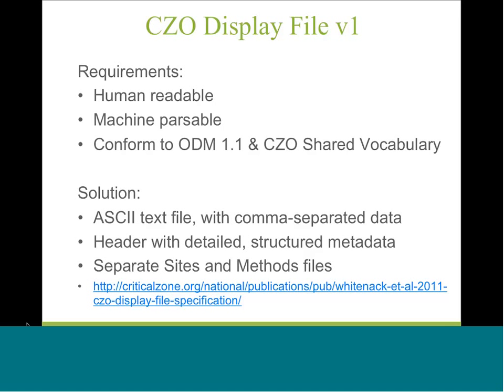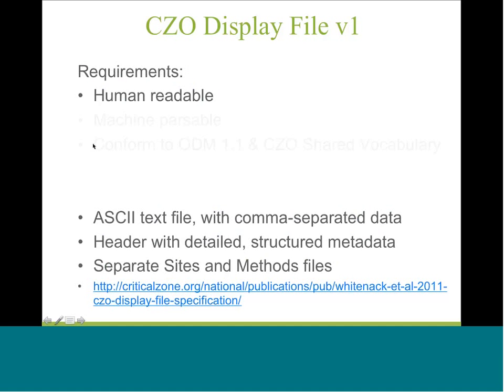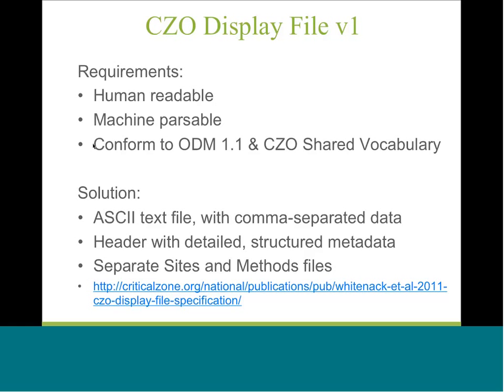So here we go. This is a slide that I presented on our very first session. It described the very basics of the CZO display file. Tom went through a little bit more detail, and anybody who wants to have all the detail can go to this link right here. It's relatively easy to find if you go on to criticalzone.org and start combing around in our national data pages. You'll find this link. The requirements were that it be machine parsable and human readable, and the extra requirement was that we could parse it into a quasi-HydroServer, which required it to conform to the ODM 1.1 data model and the CZO shared vocabulary.